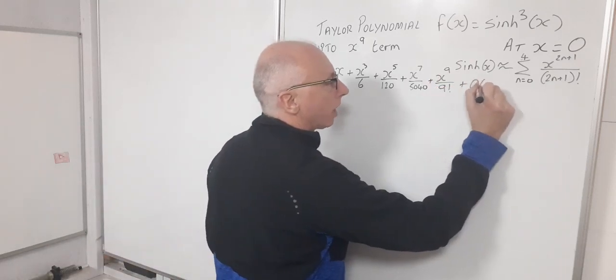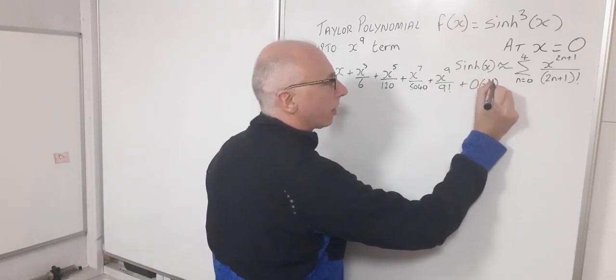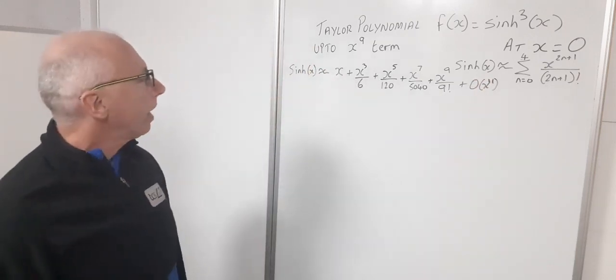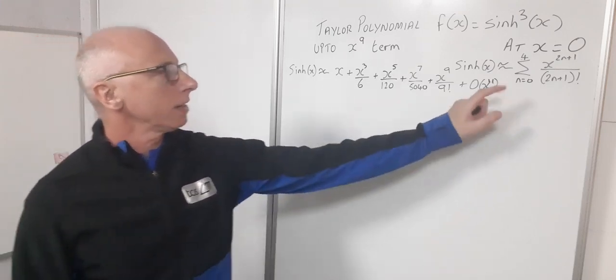The next term will be x to the 11. So I'm going to leave my O notation there as x to the 11. So that will be my approximation using this.